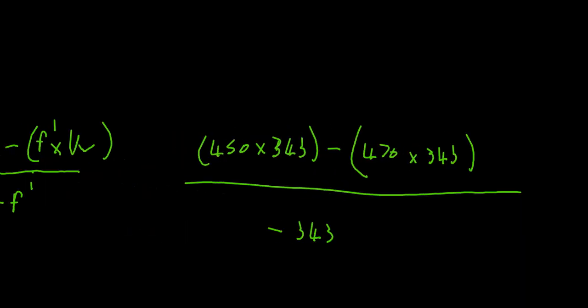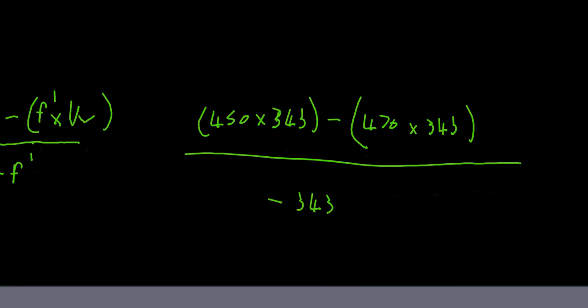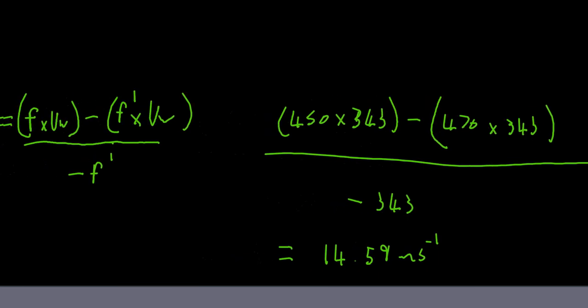What do we get? Running out of room here. Well, we end up getting 14.59 meters per second. If you got that, great. If you didn't, well, just try again, memorize the rearranged formula, and that's what you should get.